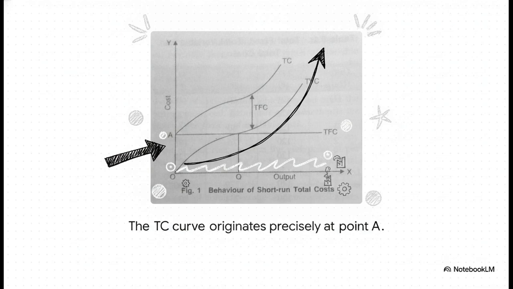Look closely here. The TC curve does not start at 0. It originates precisely at point A. Again, because when output is 0, your total cost is exactly equal to your total fixed costs. Your variable costs just haven't kicked in yet. The starting points align perfectly to show us this reality.